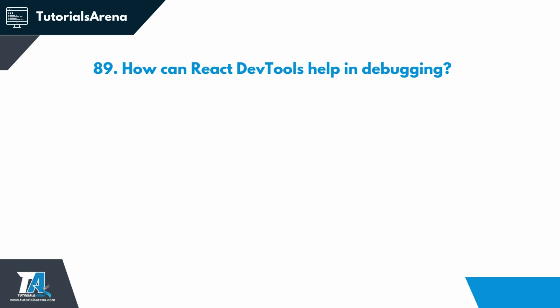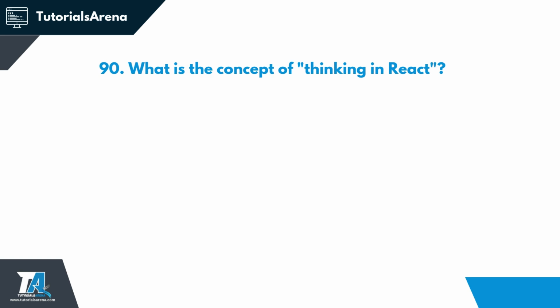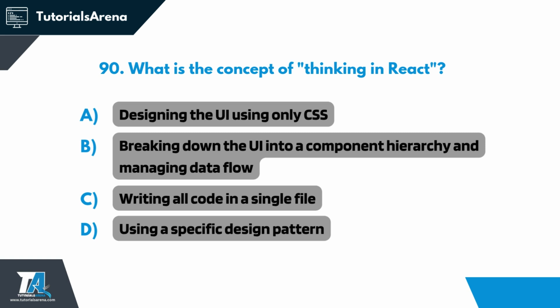Question 89. How can React DevTools help in debugging? The options are option A, by showing the component tree and their props and state. Option B, by automatically fixing errors. Option C, by generating test cases. Option D, by providing performance metrics. The correct answer is option A, by showing the component tree and their props and state. Moving on to the next question. Question 90. What is the concept of thinking in React?